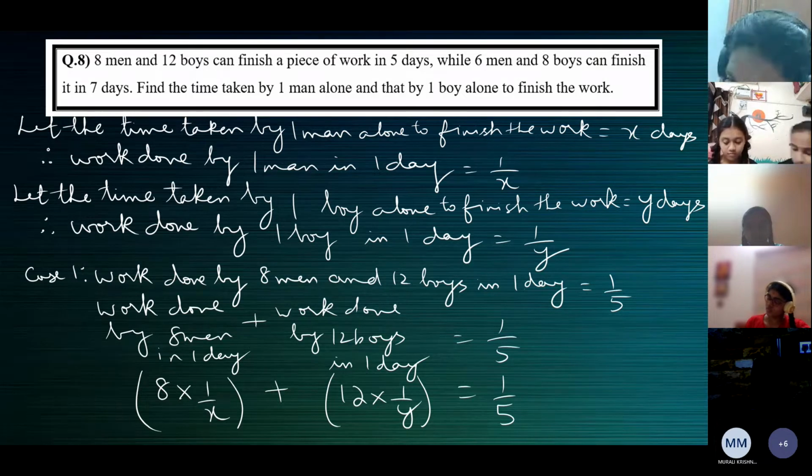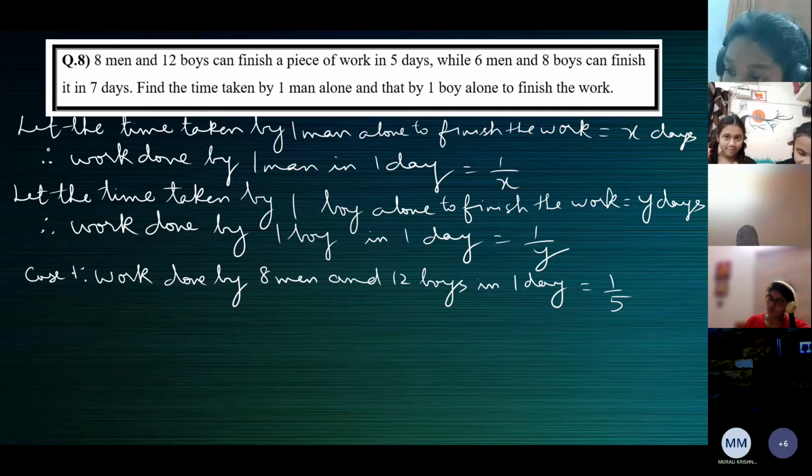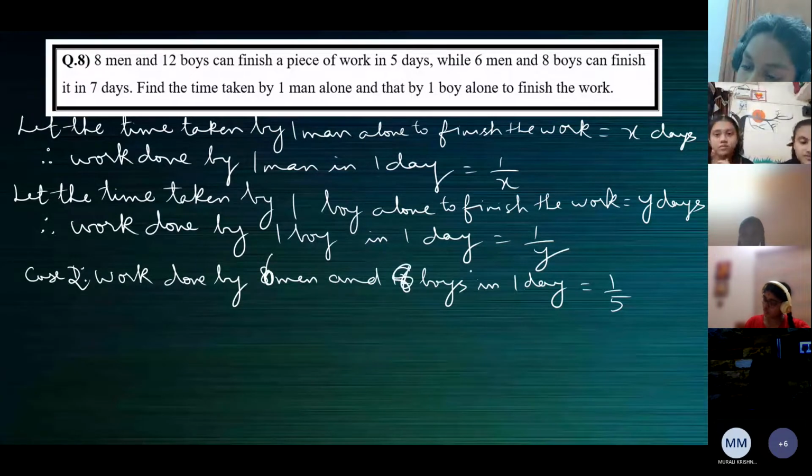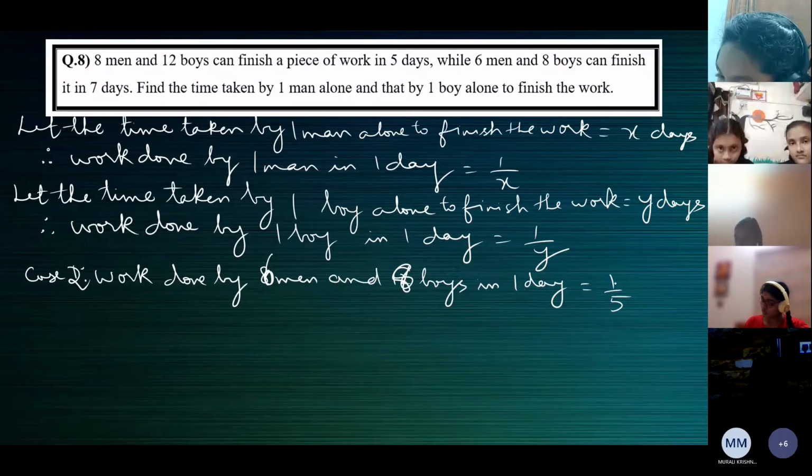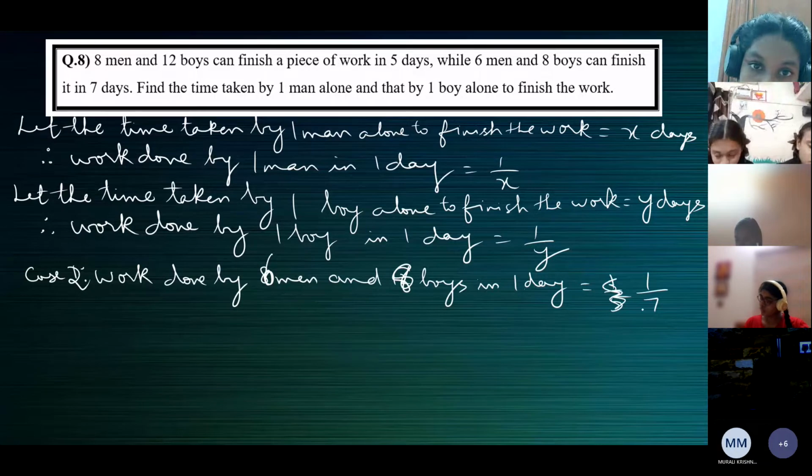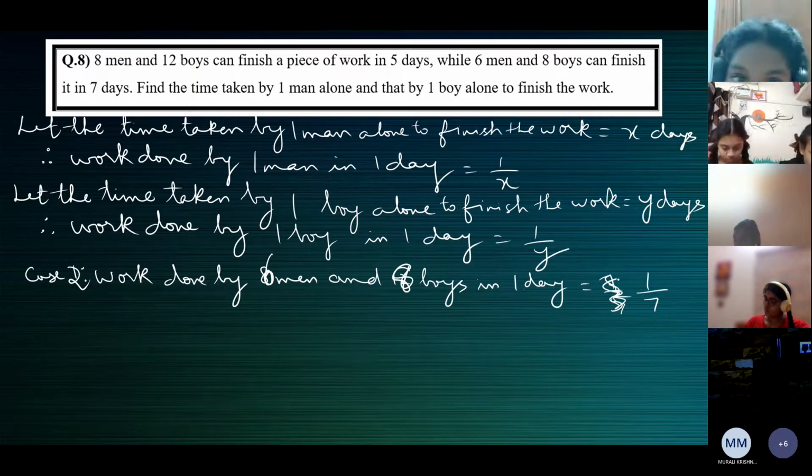Okay, now case 2. Work done by 6 men and 8 boys in 1 day is equal to 1 by 7. I'm just correcting it here. Case 2 is work done by 6 men and 8 boys. Together they finish it in 7 days. In 1 day, how much they would have finished? 1 by 7.